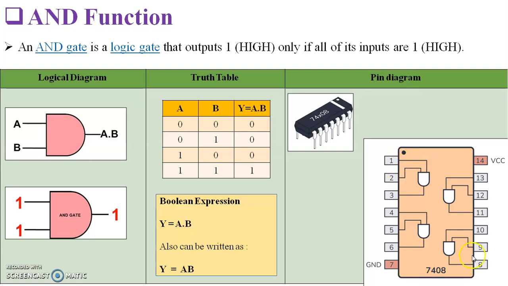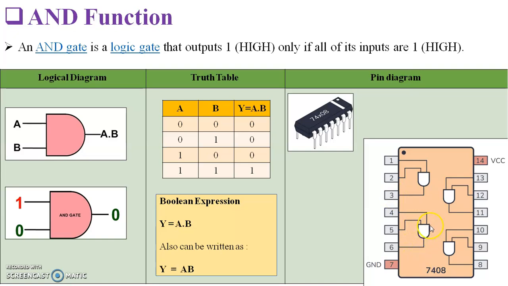Now it has 14 pins in all, 1 to 7 on the left hand side and 8 to 14 on the right hand side, out of which pin number 7 is ground, which is 0 volt, and pin number 14 is VCC, which is plus 5 volts for this chip. Now there are 4 AND gates on the IC 7408, out of which the first AND gate has input pin number 1 and 2, and pin number 3 is the output.